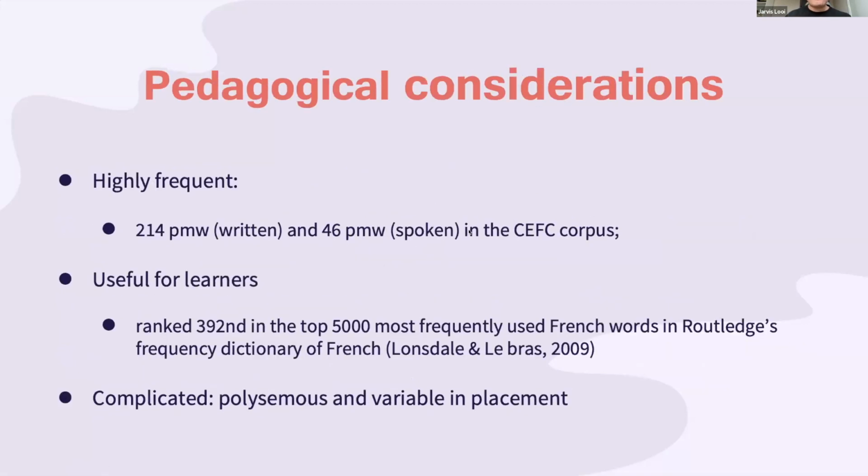In the corpus for the study of contemporary French, ancien appeared 214 times per million words in the written component and 46 times per million words in spoken French. To note that the corpus is 10 million words. It is also useful for learners thanks to its high frequency. Ancien is ranked 392nd in the top 5,000 most frequently used French words. And because it is complicated due to its polysemous and variable placement, it requires additional attention in learning.